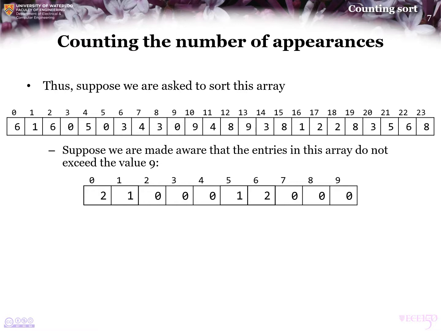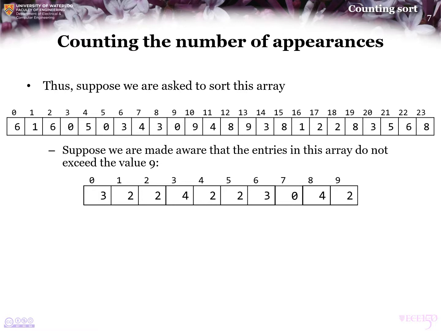values at indices 3 and then 4 both to 1, then increment the value at index 3 again to 2, increment the value at index 0 to 3, at index 9 to 1, at index 4 to 2, at index 8 to 1, at index 9 to 2, at index 3 to 3, index 8 gets incremented to 2, index 1 gets incremented to 2, index 2 now gets incremented twice to 2, index 8 gets incremented again to 3, then index 3 gets incremented to 4, index 5 gets incremented to 2, index 6 gets incremented to 3, and finally we increment the value at index 8.